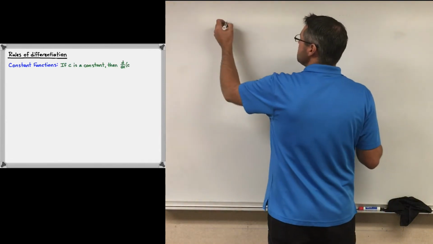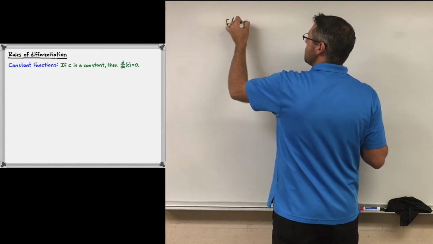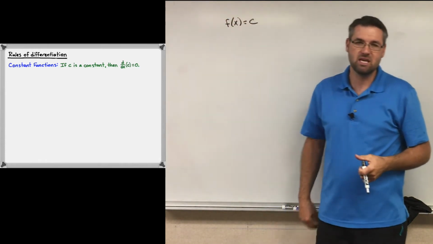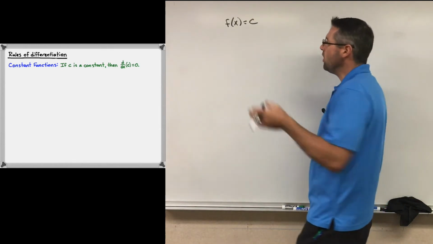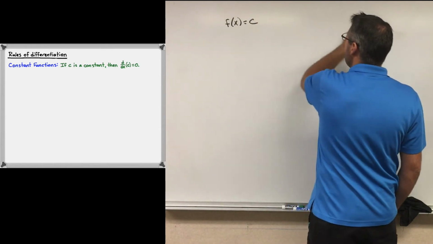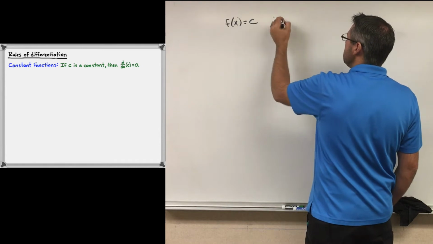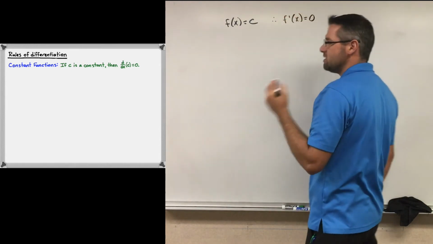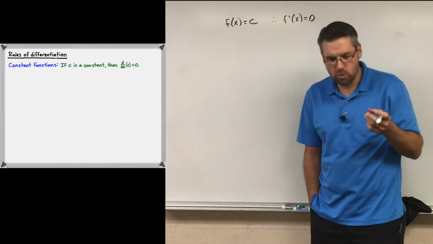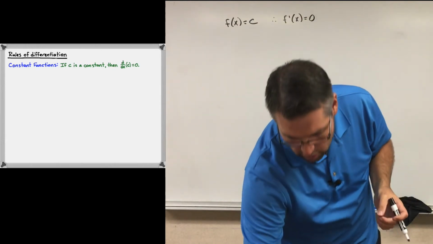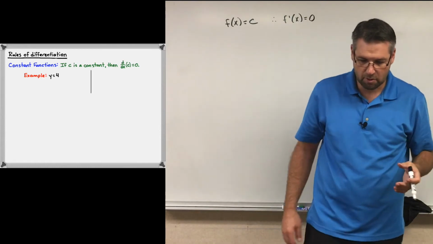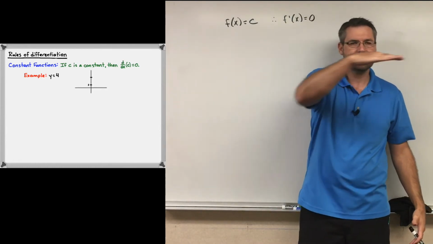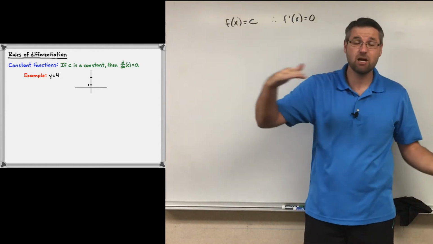So if I have a constant function like f of x equals any constant, like 10, pi, negative 17, 4.257, what is the derivative of a constant? Well, we should be able to conclude pretty easily that the derivative of a constant must be 0. And if you think about that, the reason that the derivative of a constant is 0, I'll give you a quick example. If I say y equals 4, 4 is a constant line. It's a horizontal line. That's any constant function.